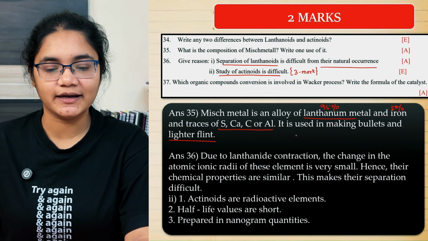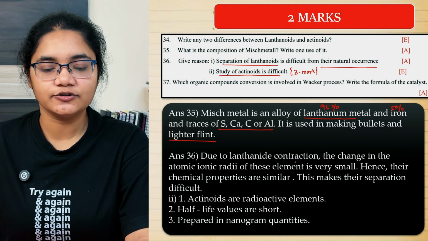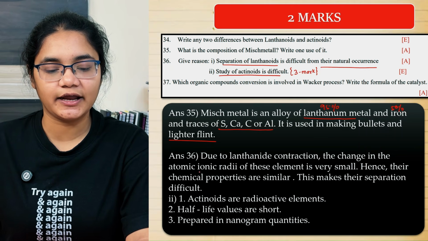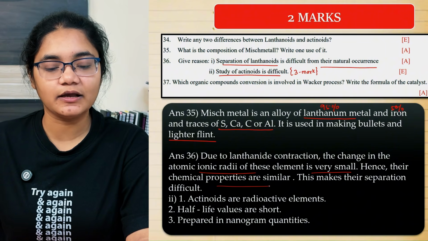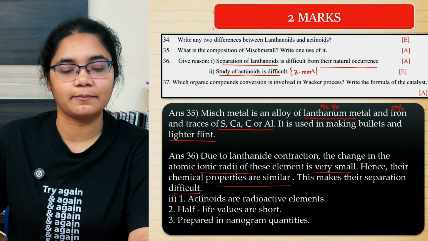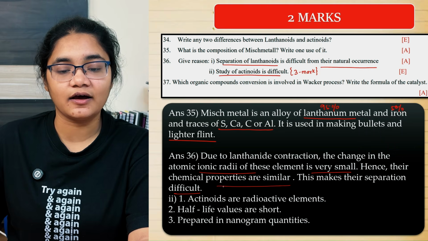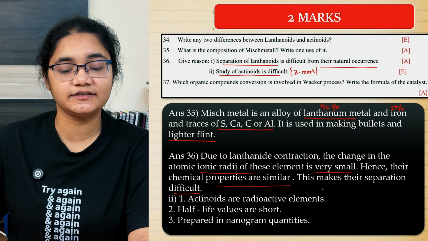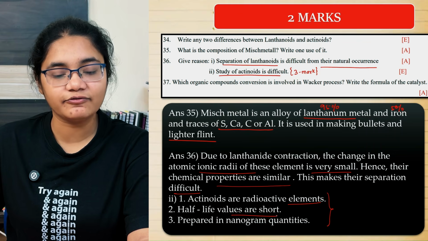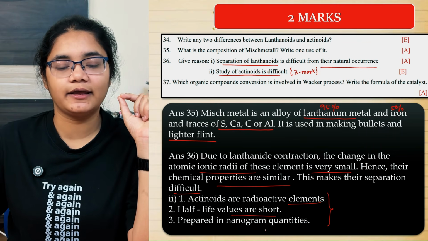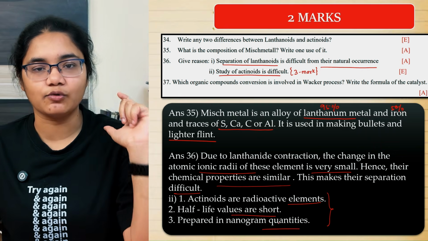So first of all, why is it difficult to separate the lanthanoids? Due to lanthanoid contraction, the change in the atomic and ionic radii of these elements is very small. Hence, their chemical properties are similar, so it is difficult to separate them. Next, why is the study of actinoids difficult? Here we have 3 points. First, they are radioactive. Their half-life values are very short and they are prepared in just nanogram quantities.